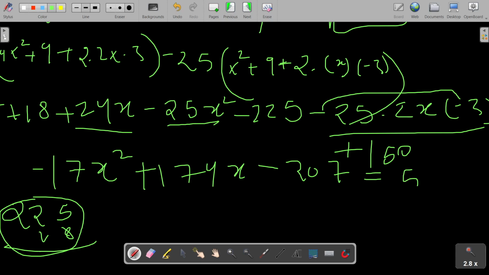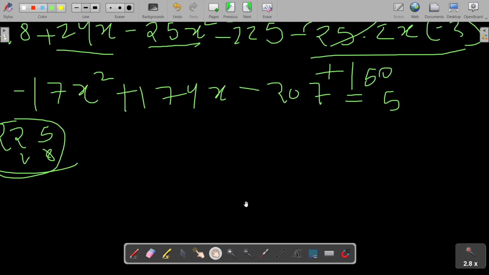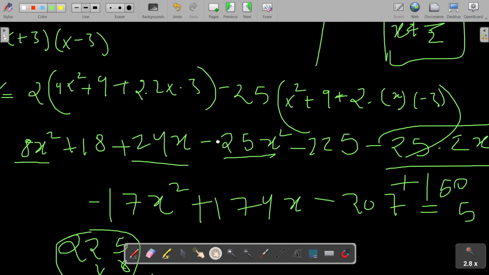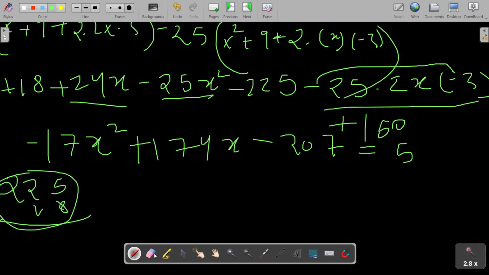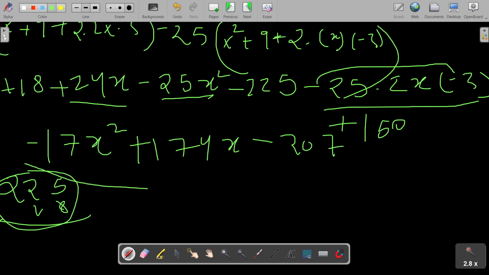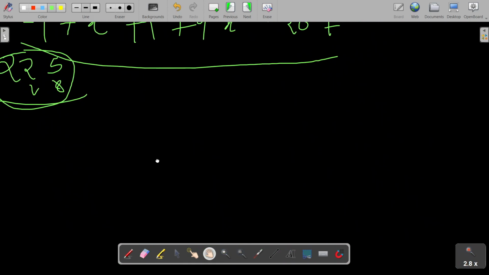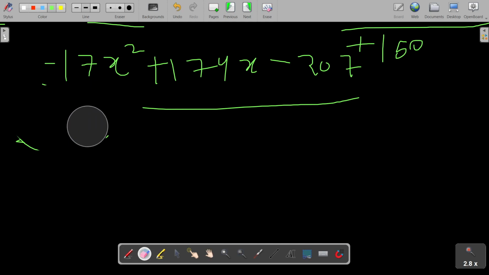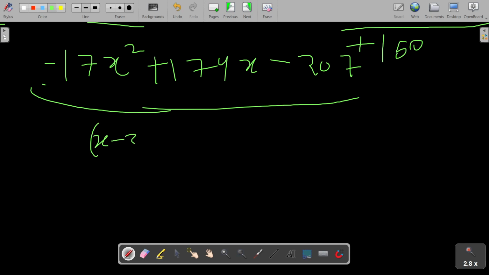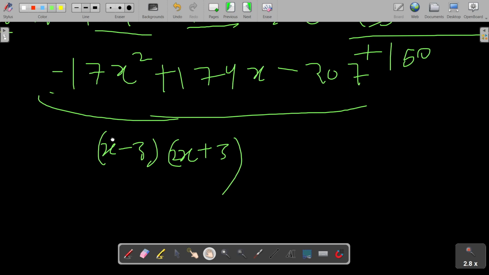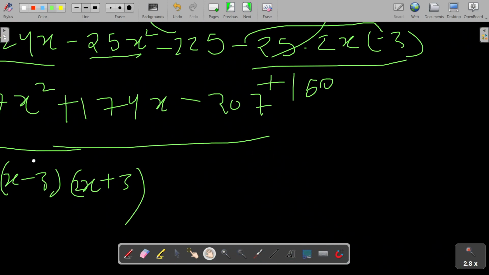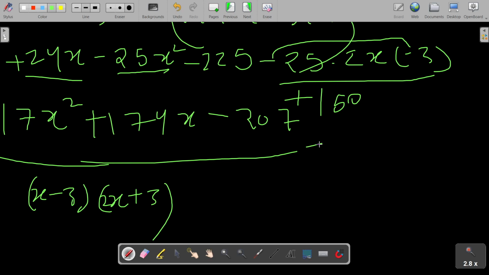207 is equal to 5. Sorry, this is the denominator only. In the denominator we got this expression right here. So let's write the whole expression here. In the numerator we have x minus 3 into 2x plus 3, and this is going to be equal to 5.